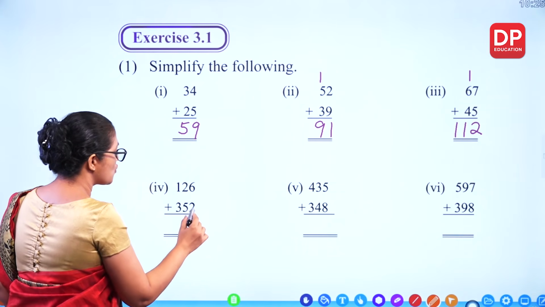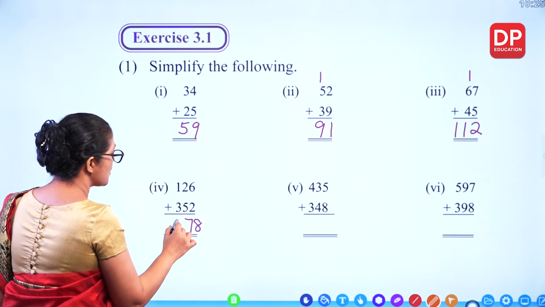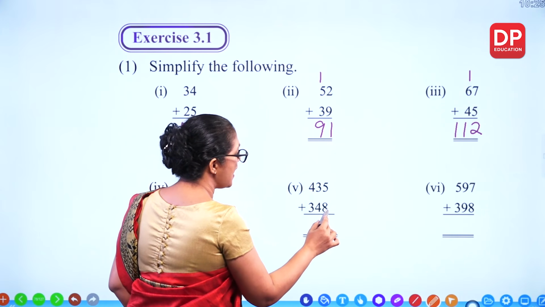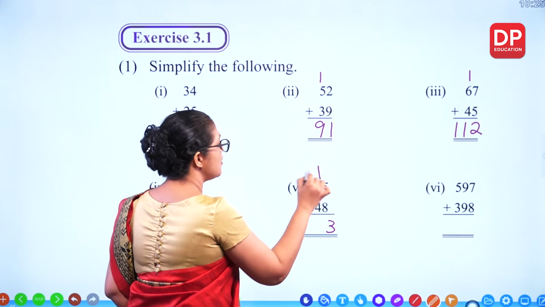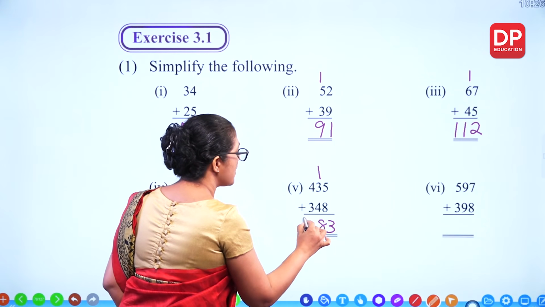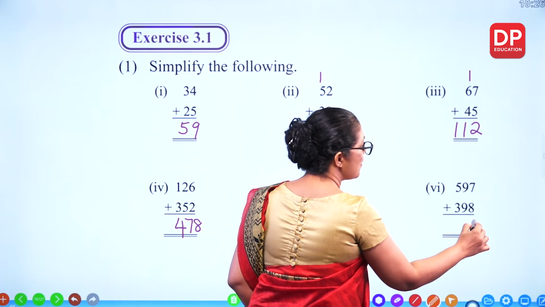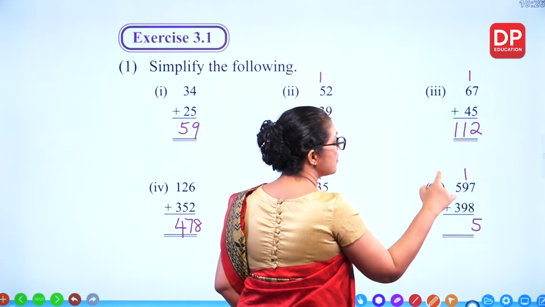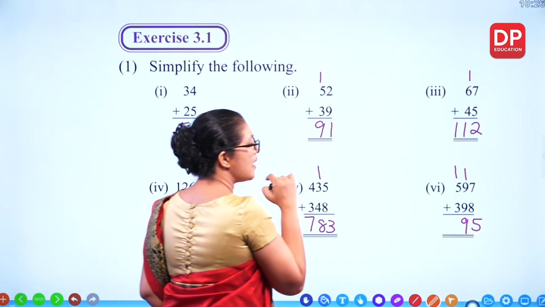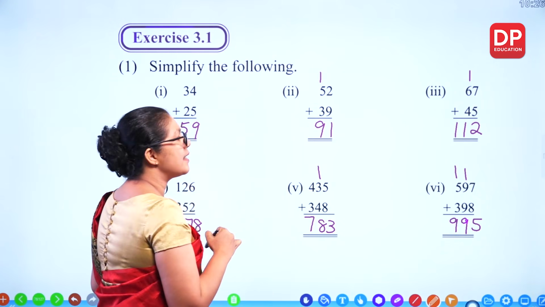This one, 6 plus 2, 8. 5 plus 2, 7. 3 plus 1, 4. 5 plus 8, 13. You take 1 here. 4 and 4, 8. 4 plus 3, 7. 8 plus 7, 15. Take 1. 10 plus 9, 19. Take 1 there. 6 plus 3, you get 9.